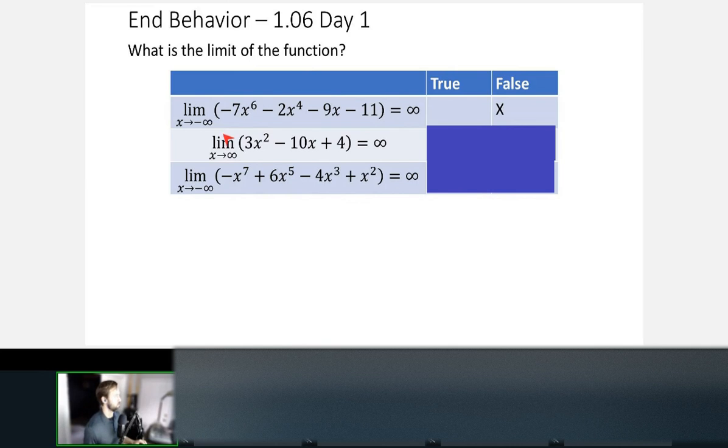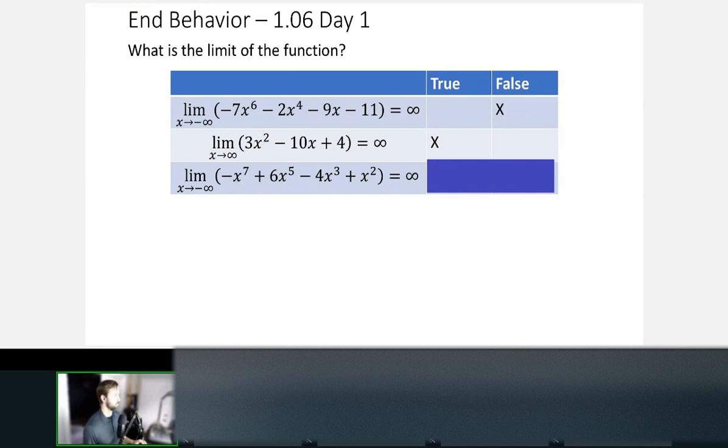All right, this next one, the limit as x approaches infinity of this function. It looks like they're both even again, so they both go up or both go down. Yeah, they both go up, U-shaped, and it's telling us it goes to infinity. Is that true or false? Yeah, that's true. And then this last one, we have the limit as x goes to negative infinity of negative x to the seventh.